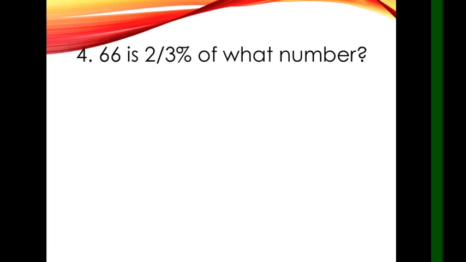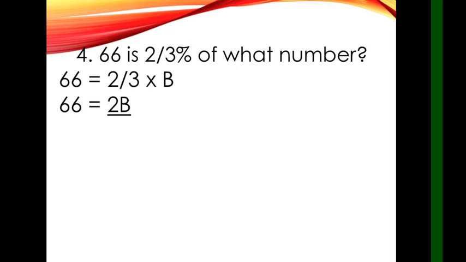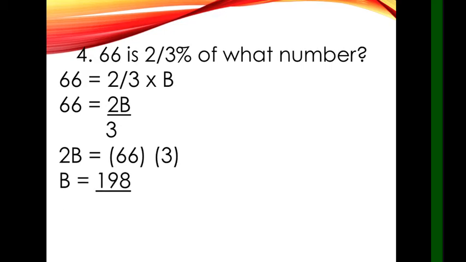Next, 66 is 2/3% of what number? We are looking at 2/3 times b, that is 2b over 3. It is 2/3% of the number. So, we have 66 as the percentage. So, we have 2b equals 66 times 3. And the answer is 198 over 2, and we have 99.